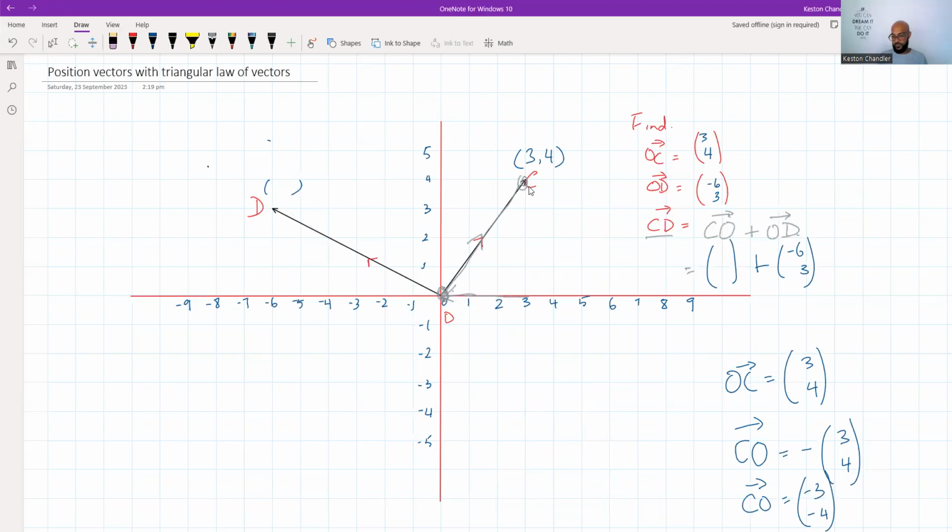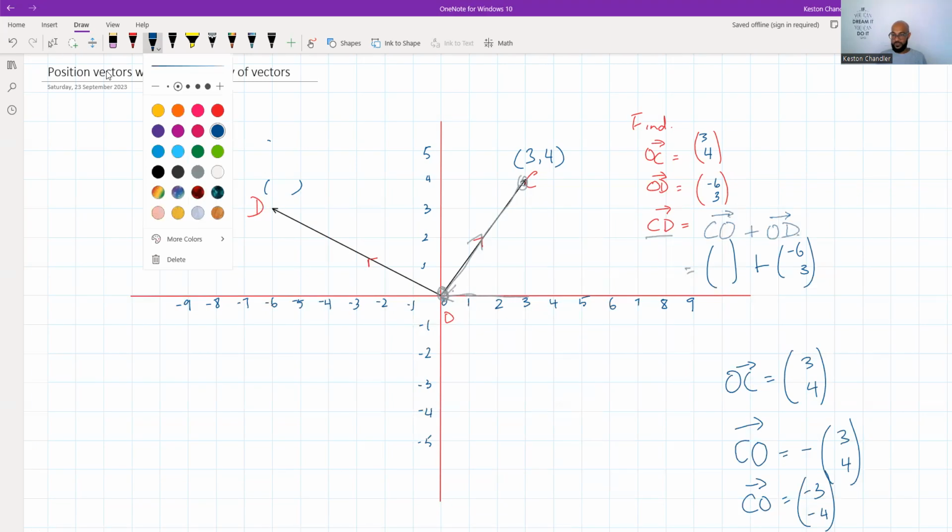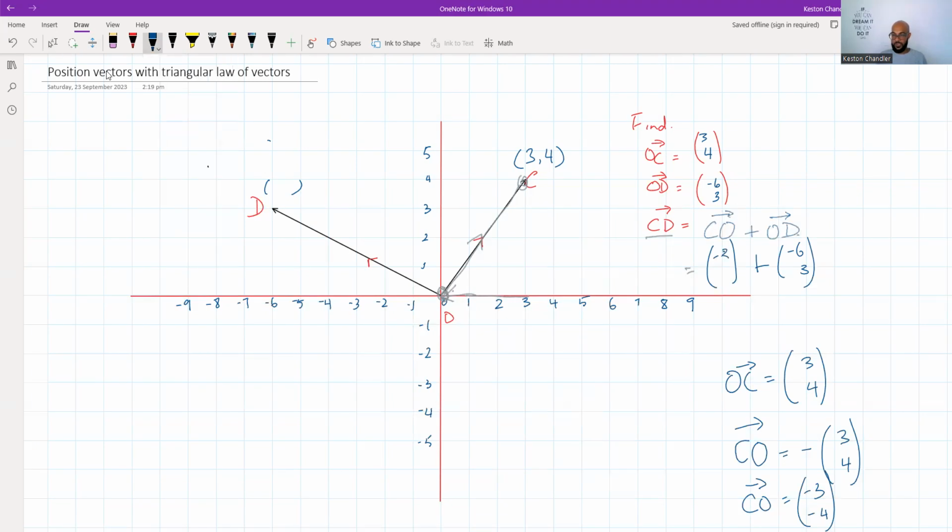Take all of this off. Right, so we know what CO is here. And I'm just changing all of this. You've got to go blue now. Right? So we get -3 here now, and -4. We add those two together. -3 plus -6 is going to give me -9, and -4 plus 3 is going to give me 1.